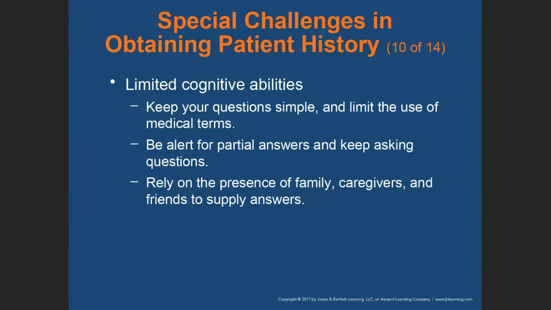Then you have the limited cognitive abilities. Patients with limited cognitive abilities: keep your questions simple, and don't overwhelm the patient with medical terms. They're not going to understand anything you say. Be alert for partial answers and keep asking questions. Rely on the presence of family, caregivers, and friends to supply answers.